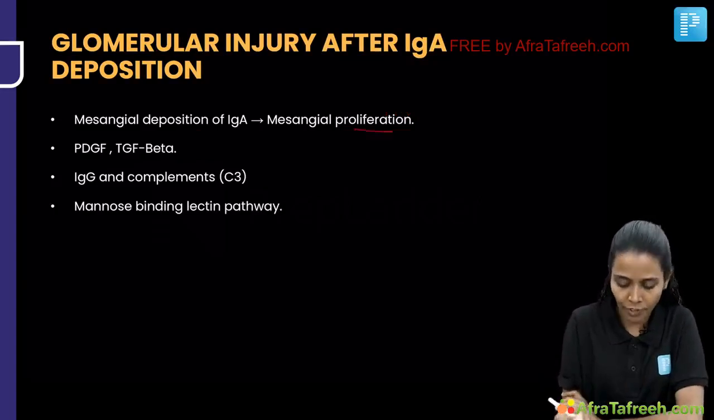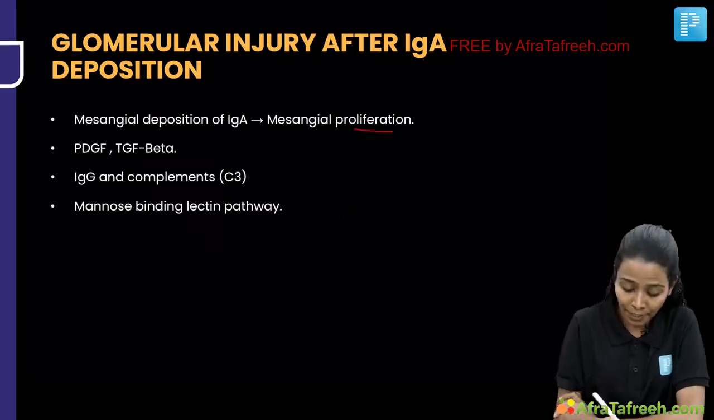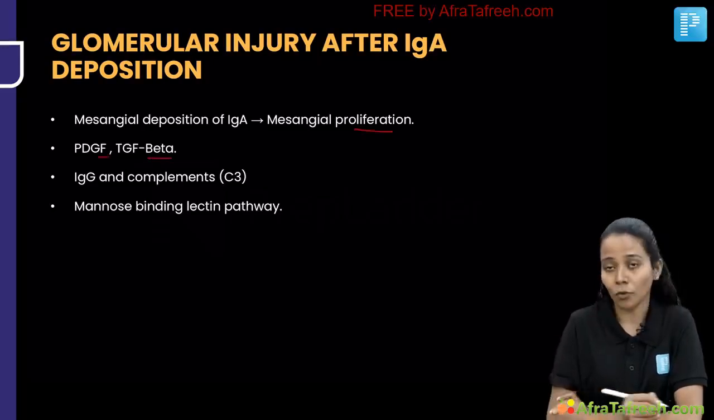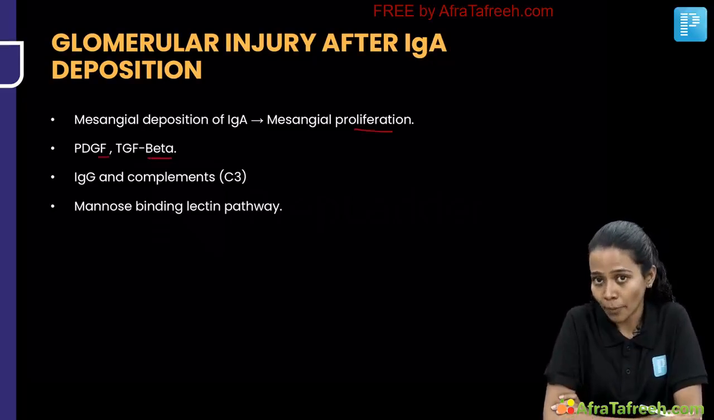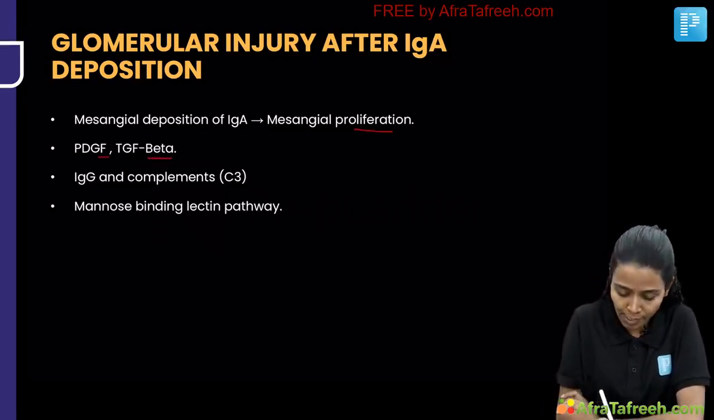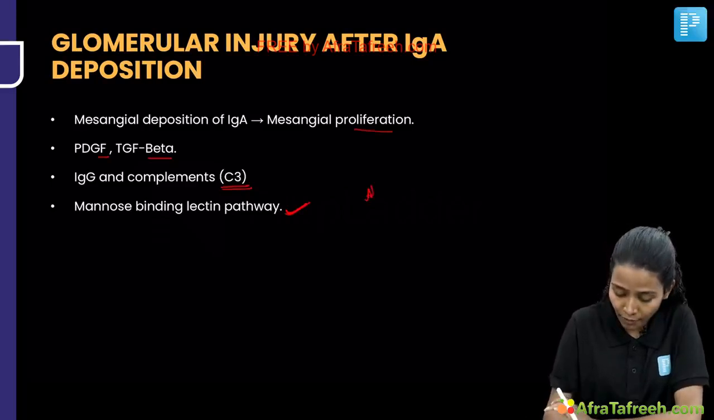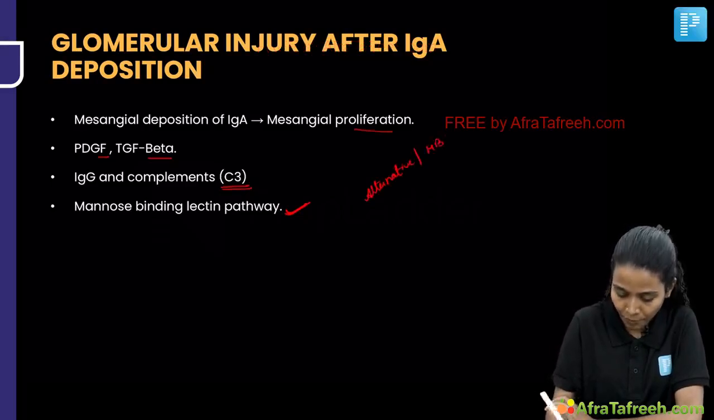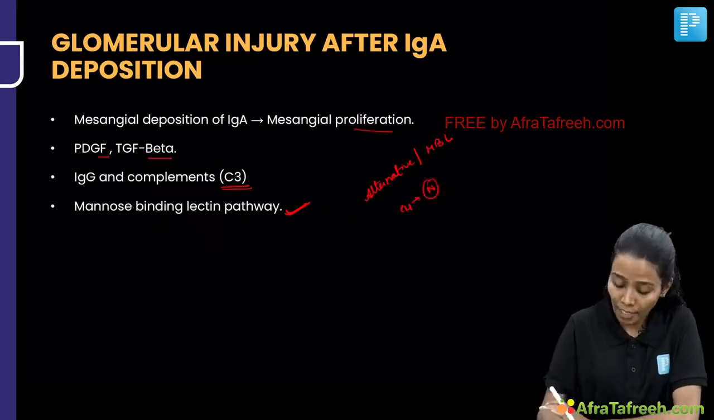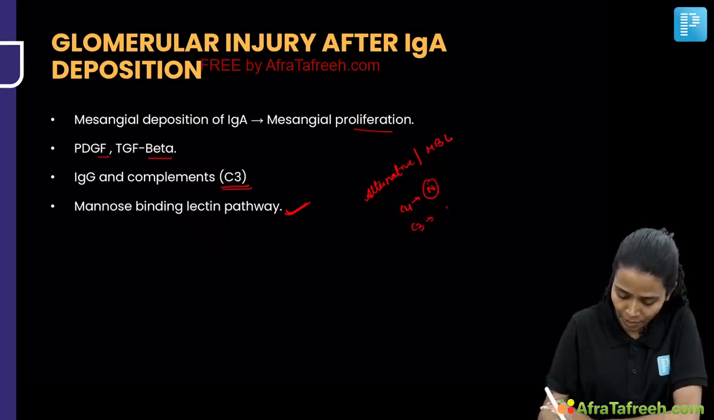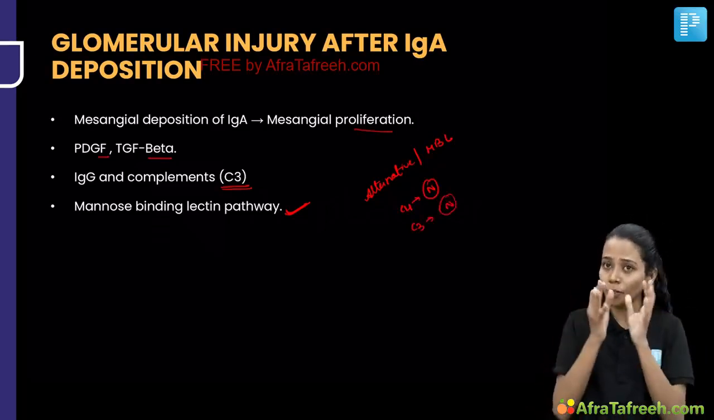Now, what happens once the antigen-antibody complex gets deposited? There's mesangial proliferation. There is secretion of inflammatory markers like PDGF, TGF-beta, and also immunoglobulin G and complement, which is mostly C3, which gets activated through the mannose binding lectin pathway. So what does it mean? There is alternative or mannose binding lectin pathway activation. So C4 will be normal in these patients. Even C3, in fact, complements are going to be normal only because it's going to be local stimulation.